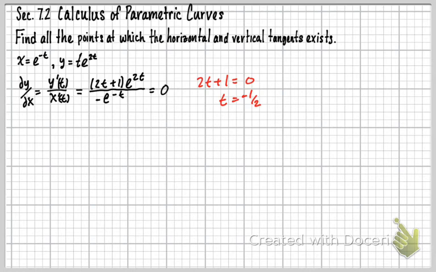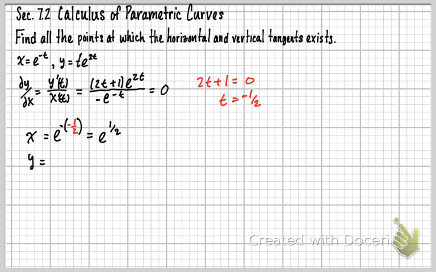So this tells me I just need to find those points, right? Because it says find all the points, and this isn't a point, this is a parameter. My parameter is negative 1/2. To find the points, I'm simply going to plug it in to get the x and y values. So x equals e to the negative t, and instead of t, I'm going to put in negative 1/2. Then that's going to equal e to the 1/2, and there's my x value.